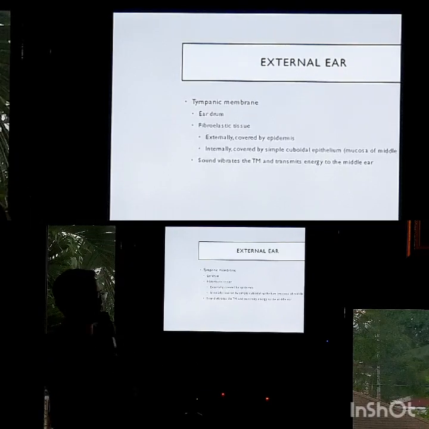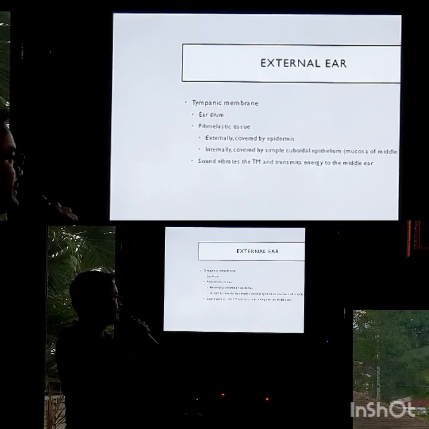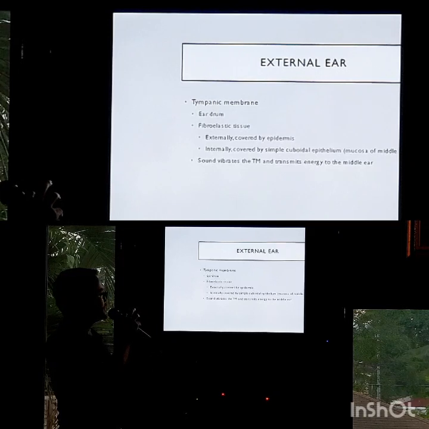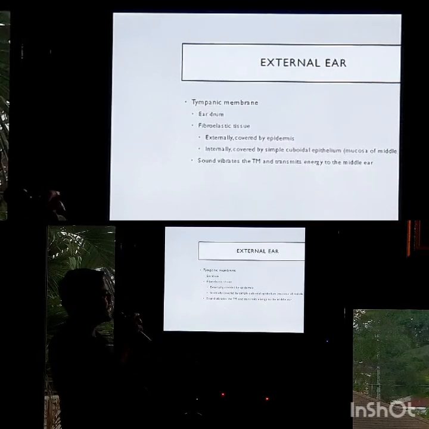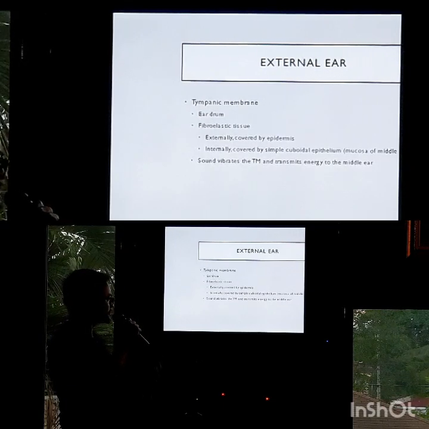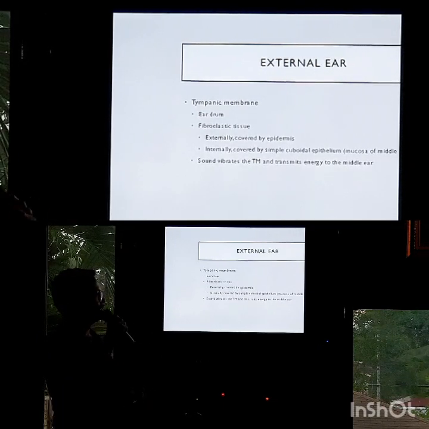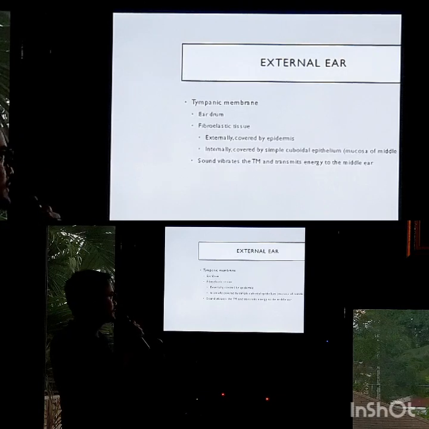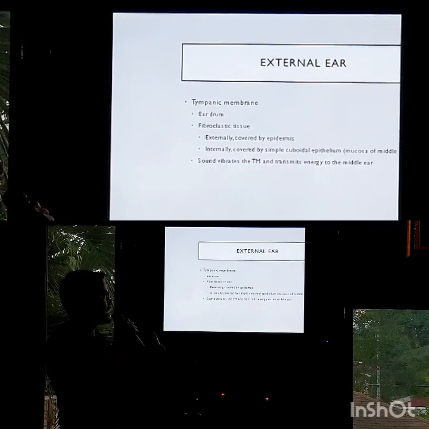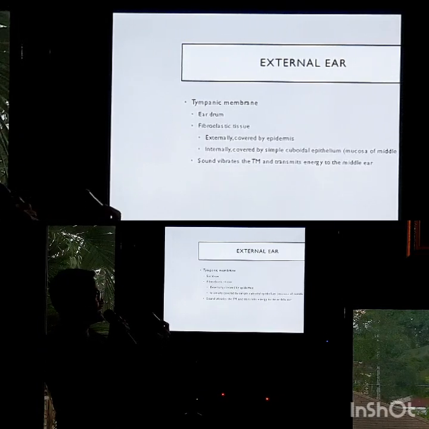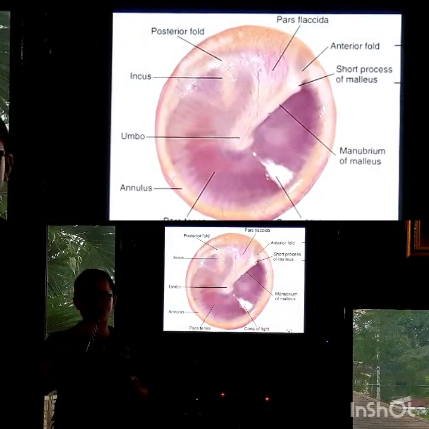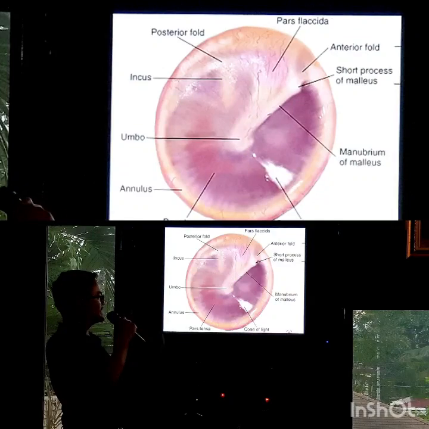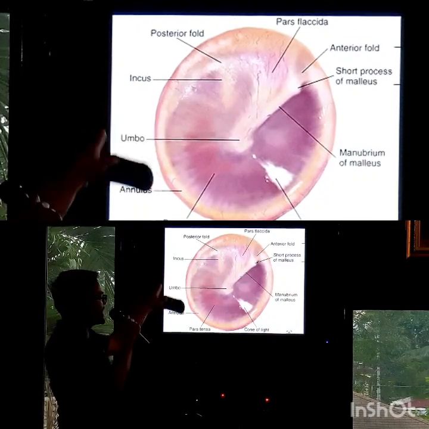Okay, and lastly, you have the tympanic membrane, which is the eardrum. It is a fibroelastic tissue covered externally by epidermis and internally by a simple cuboidal epithelium, which is akin to the mucosa of the middle ear. So sound vibrates the tympanic membrane, and it transmits energy to the middle ear. So the tympanic membrane is the eardrum. If you do otoscopy on a patient, this is what you will see. This is the tympanic membrane.